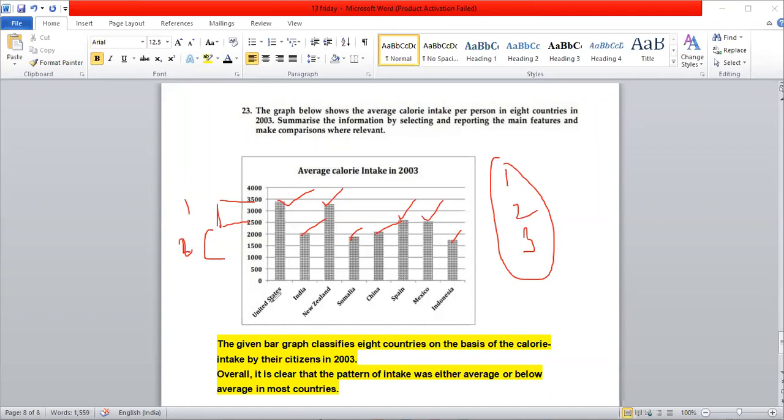As per our thesis, our title, we can say either average or below average in most countries. You can go either way. This is a better way, and this is also a way. It's your wish and your convenience. Based on your convenience, you can decide which presentation is better. Thank you. I hope you have understood this.